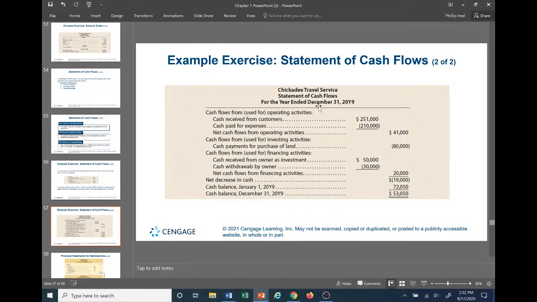Remember, it's for the year ended December 31st, 2009, because it's for the actual period of time dealing with money, whether it's being spent operating, investing, or financing. It tells you the change for the period, what it was at the beginning, and then what it is at the end.